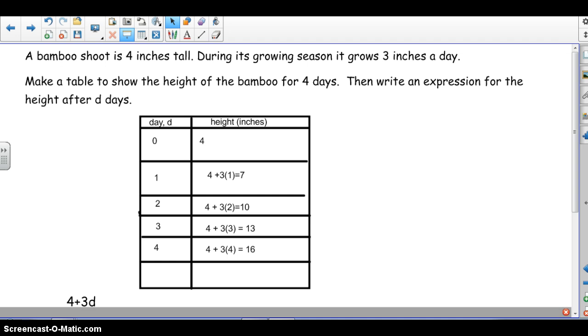Your chart should look similar to this, and your expression should be this. 4 plus 3D equals, it can also be 3D plus 4, that's fine. D representing how many days they want to ask you for. So if you would do on your own, numbers 7 and 8 on page 121, and come back for the answers.